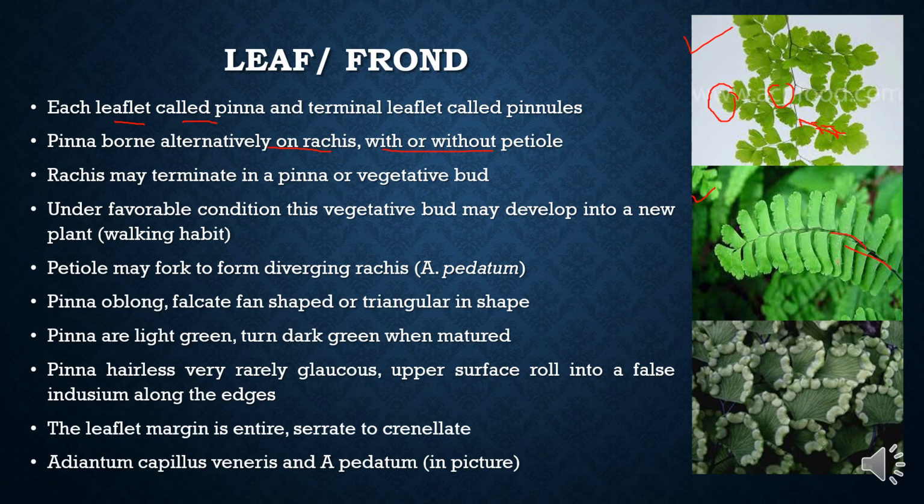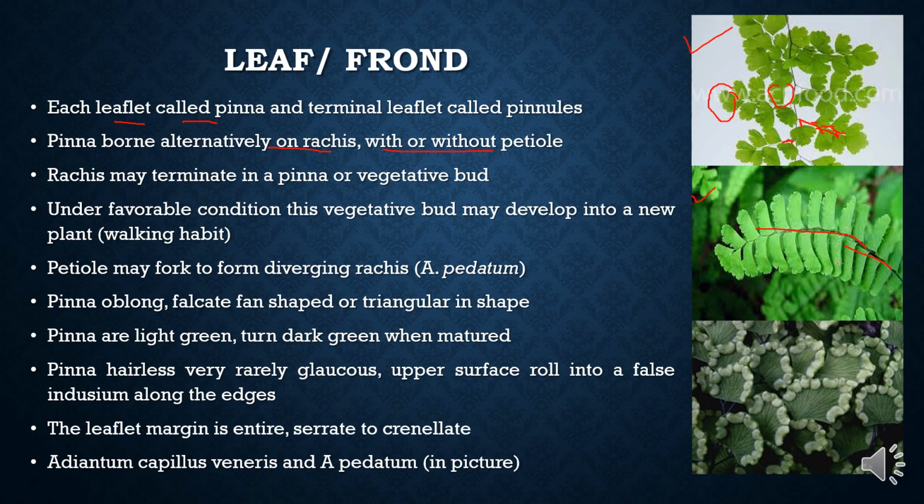And this rachis as well as this petiole region are covered with either palea, which is found on the rhizome also, or ramenta, that is another type of hair, multicellular non-glandular hair. This entire surface is covered either with ramenta or palea, which is a scale, in the rachis or the petiole.